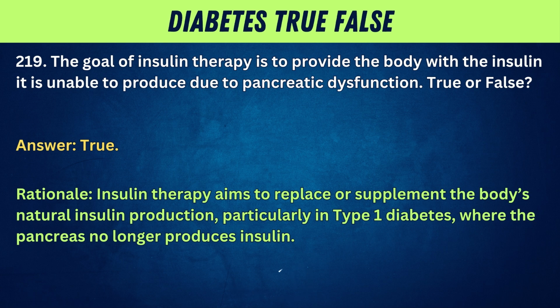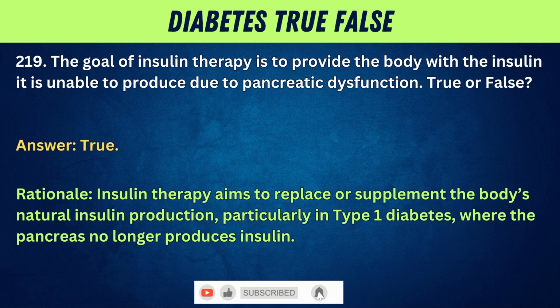219. The goal of insulin therapy is to provide the body with the insulin it is unable to produce due to pancreatic dysfunction. True or false? Answer: true. Rationale: insulin therapy aims to replace or supplement the body's natural insulin production, particularly in type 1 diabetes, where the pancreas no longer produces insulin.